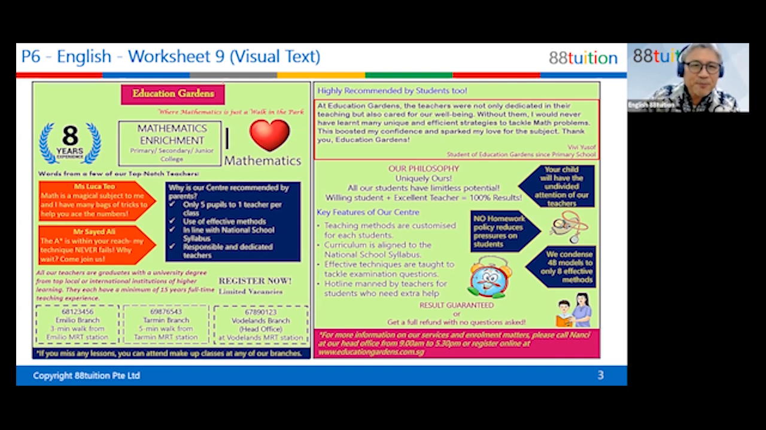So let's have a look at what I do. Okay, I'll take note of Education Gardens as a title. And if I look at it, Education Gardens doesn't seem to be a title of an event. So it seems to be a title of some company, Education Gardens, probably tuition. And there it is, mathematics enrichment, I know. Okay, and then I look at this, primary, secondary, junior college. Wow, all the levels.